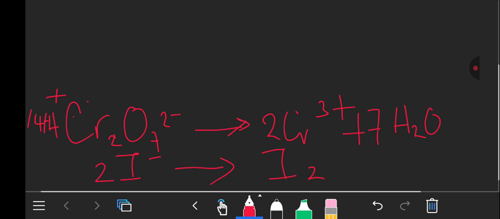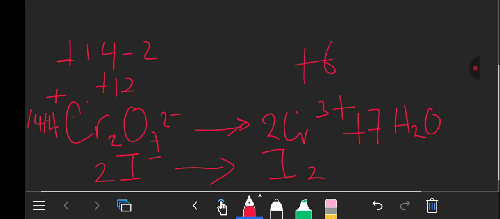What is the next thing we're going to do? We're going to balance the charge. We can see that here the charge is plus 14, then this is negative 2, so the charge here is plus 12. What about this side? Here you multiply the stoichiometric coefficient by the charge, that is 2 times 3 plus, which is plus 6.